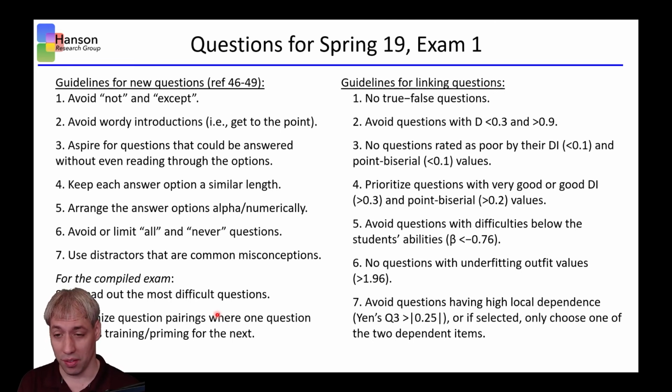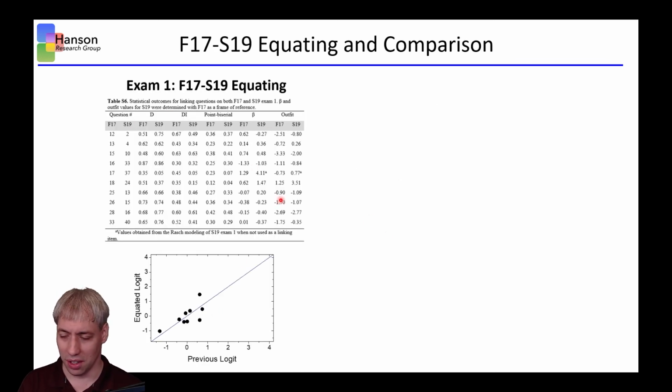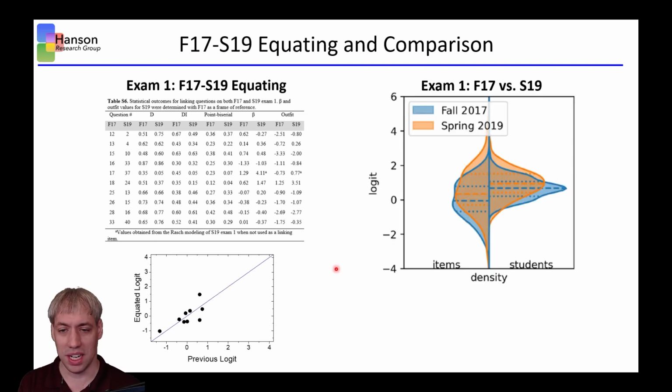We put those together. We have a 40 question new exam, and we want to see how good that exam is. And so here's the equating statistics. I won't get into those, but basically we have 10 linking questions. We can equate them on a graph, and basically the slope of this line tells us how to calibrate between the 2 exams. And so we can actually put 2 different exams on the same scale.